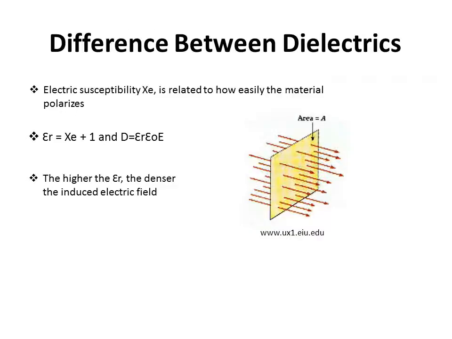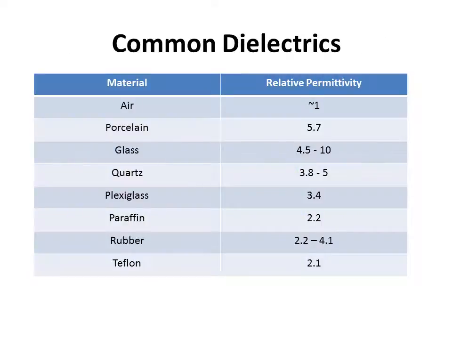So, differences between dielectrics. This will help understand why you may choose one dielectric over another in your design. The electric susceptibility, Xe, is related to how easily the material polarizes. Epsilon r is equal to your electric susceptibility plus 1, and your electric flux density is equal to your epsilon r epsilon naught times your electric field. The higher your epsilon r is, the denser the induced electric field will be. Here's a list of some common dielectrics you may come across. The most popular that I have found through research is air and glass.